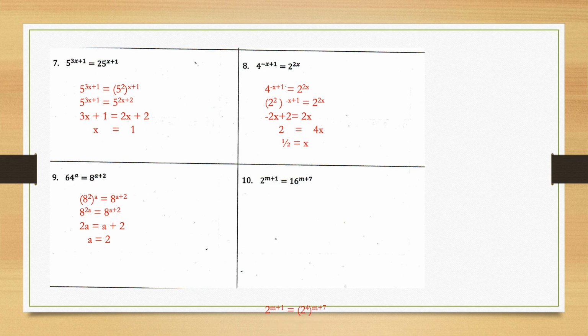And the last one. Okay, common base is 2. 16 is 2 to the 4th. Distributing that 4 to the m plus 7, and I get 2 to the m plus 1 equals 2 to the 4m plus 28. Get it all together. Since the bases are equal, exponents are equal. And I get 3m is equal to negative 27, m is negative 9.